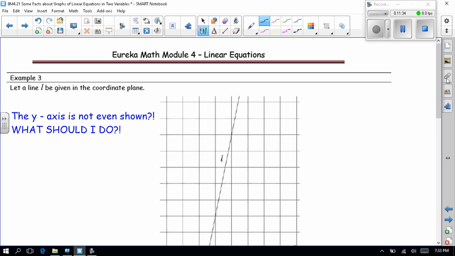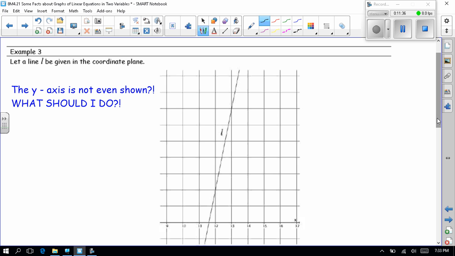I'm going to attack this problem the same way that I attack the other problems. Find some integer coordinates, determine the slope. I'm going up 1, 2, 3, 4, 5. Right 1. So my slope is 5 over 1, or just 5.